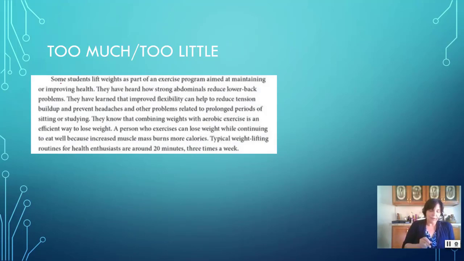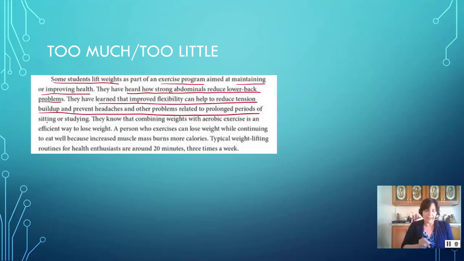If I underline, for instance, "some students lift weights, maintaining or improving health, heard how strong abdominals," now I get sloppy. Now I start "learned and improving." See how much? Now I will have to reread the whole paragraph, and I've wasted my time if I've underlined that much. So that is way too much.